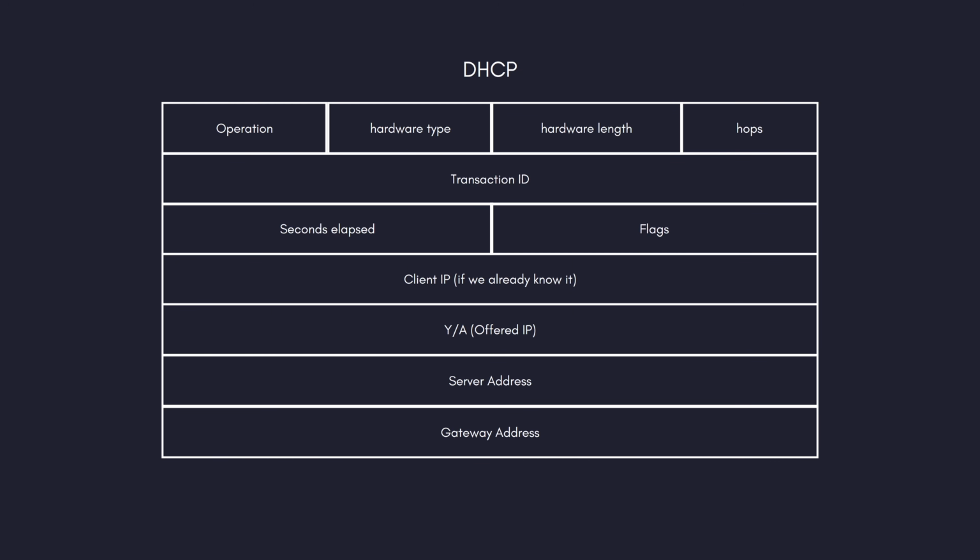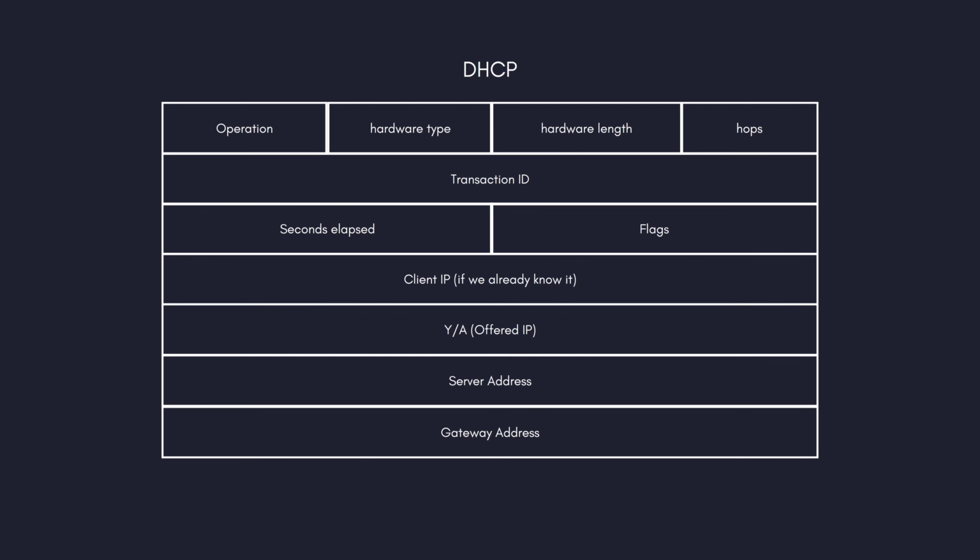Well, they look like this. Again, it looks like a lot of information, but let's go over it little by little. It's not all that much. Let's start with the operation. It's 1 for request. Then, much like with ARP, we're going to have to specify the hardware type, 1 for Ethernet, and hardware length, 6 for a 6-byte MAC address.